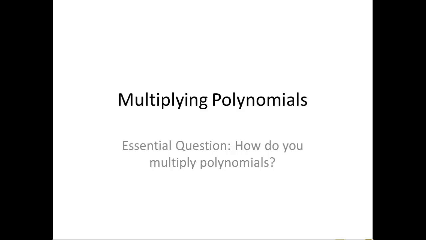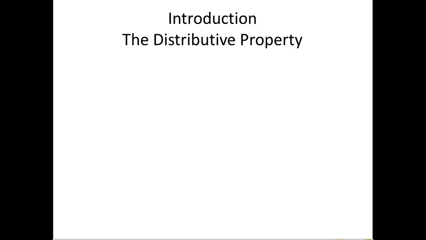In this lesson, we will answer the question of how do you multiply polynomials. Well, before we do so, we need to recall the distributive property. Let's say that we wanted to multiply in our head the number 17 times 11. That's pretty difficult, right? Right away you probably think I need a pen and paper.